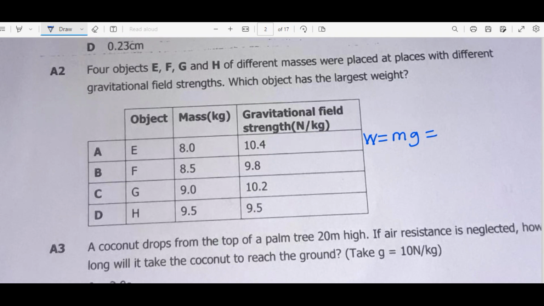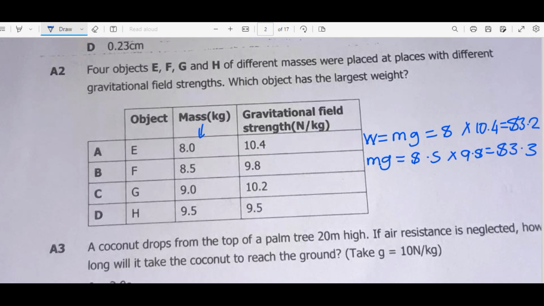So what's our mass for this one? It's 8 times 10.4. So 8 times 10.4, I'm getting 83.2. What of the second one? This one will be 8.5 times the gravity, which is 9.8. 8.5 times 9.8, I'm getting 83.3.